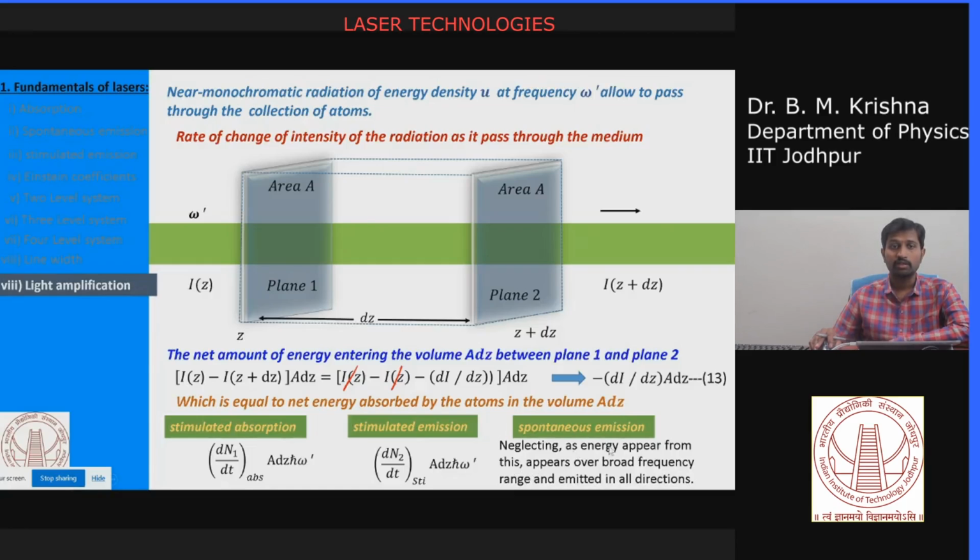The reason is that the energy from this is general. Your spontaneous emission will be in a broad frequency range, and it also emits in all directions. So now I am talking about only the omega prime frequency. The component from the omega prime frequency for the spontaneous emission is small, and also along the propagation direction, the z direction, the amount of spontaneous emission is very small. That is the reason I am neglecting the spontaneous emission component.